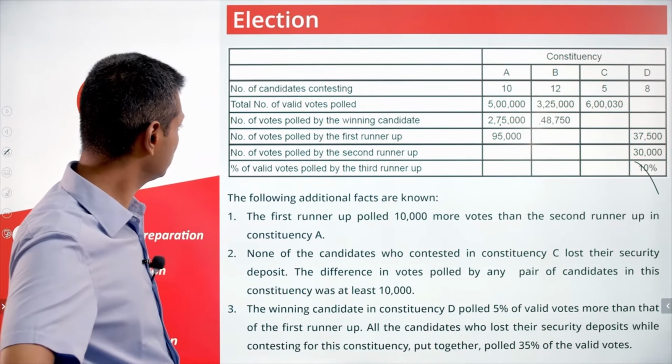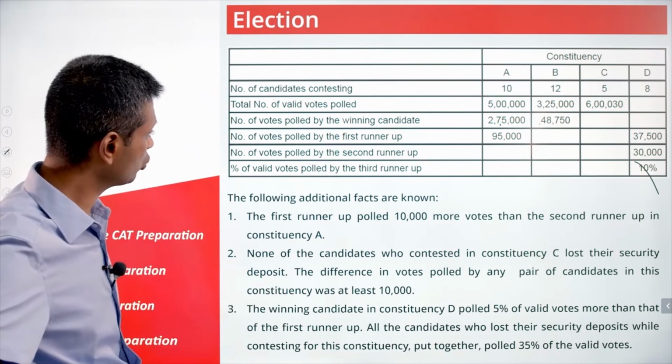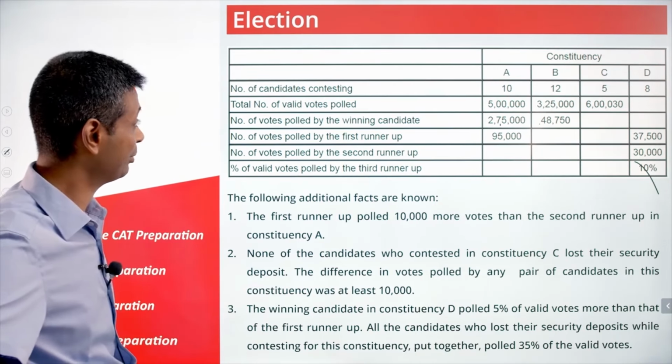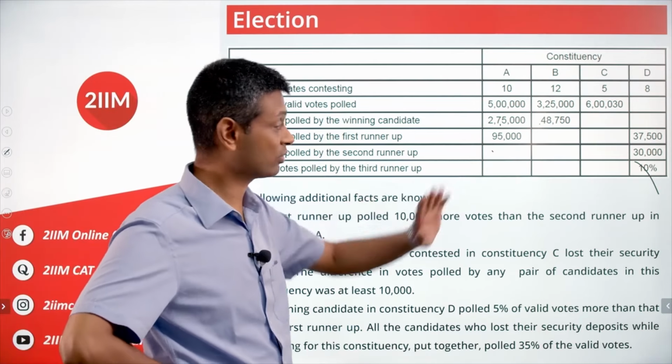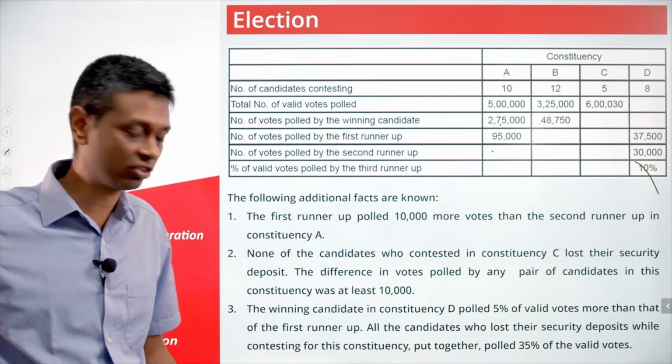Now let's go to what else is given. The following additional facts are known. The first runner-up polled 10,000 more votes than the second runner-up in constituency A. Lovely. That means the first runner-up got 95,000. Second one must have got 85,000. Life is simple. One data. I hope everything else is as easy as this.